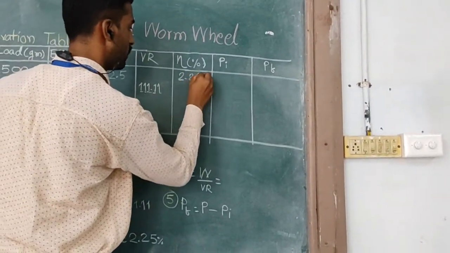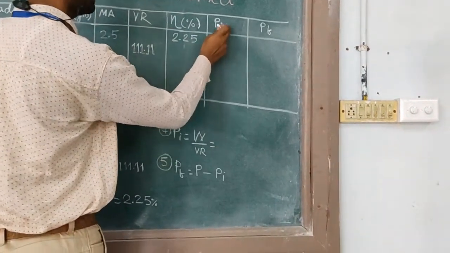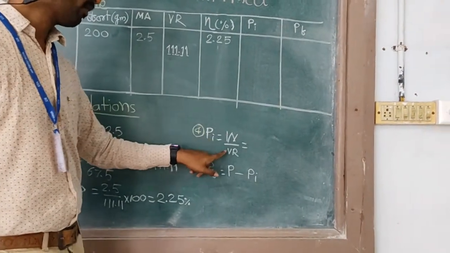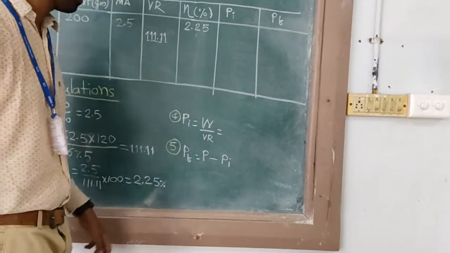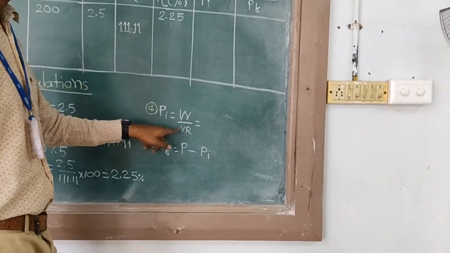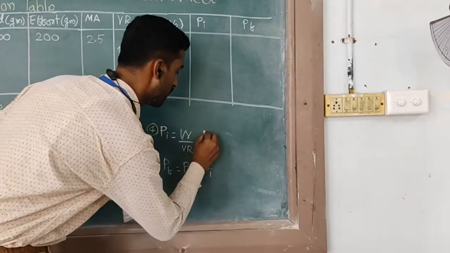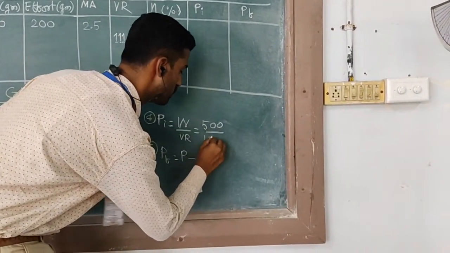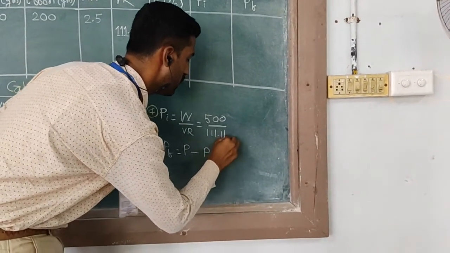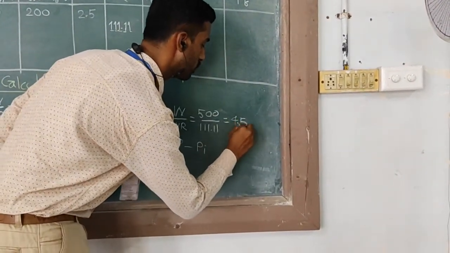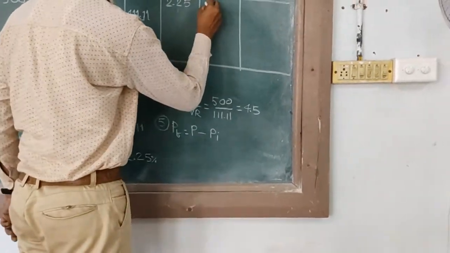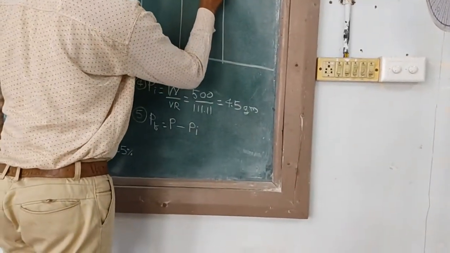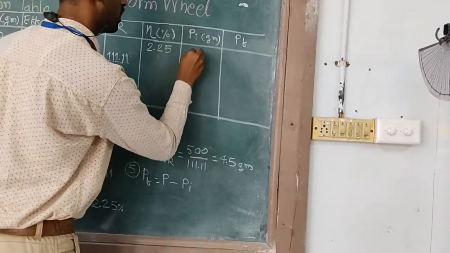I am going to write down this value into the efficiency column. Now we have to find out the PI value, that is the ideal effort. Ideal effort is calculated by a simple formula, that is W upon VR. We know that for the first reading W is 500 and VR is 111.11. So by calculation we will get the PI value, and that is 4.5. This value is in gram.